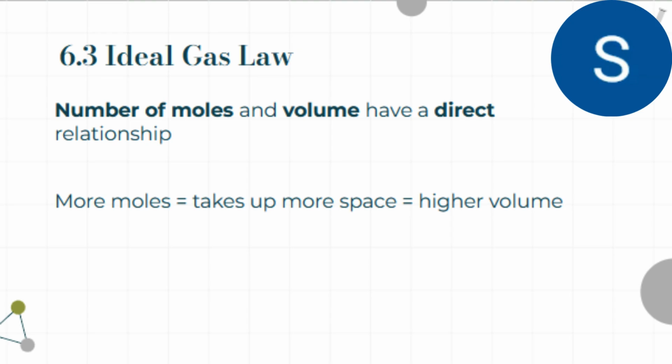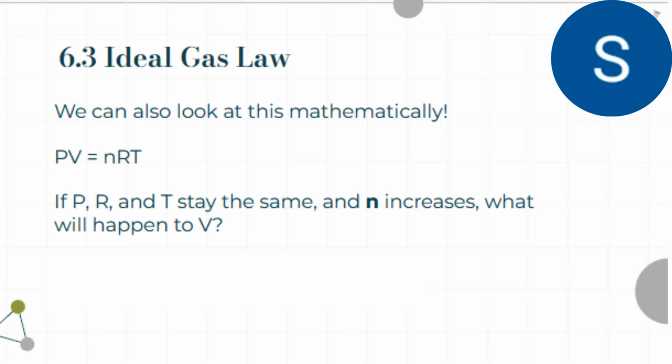Now, what about the number of moles and volume? These variables have a direct relationship. The more moles of particles there are, the more space is taken up, which means the volume is higher. And the less moles there are, the less space is taken up, which means the volume is lower. So if P, R, and T stay the same and only N increases, what will happen to V? V will increase.